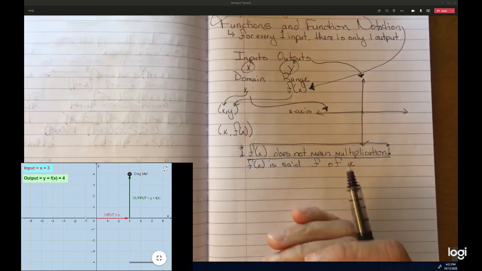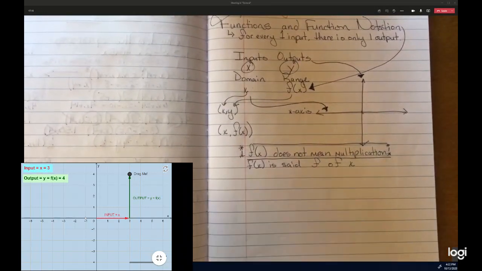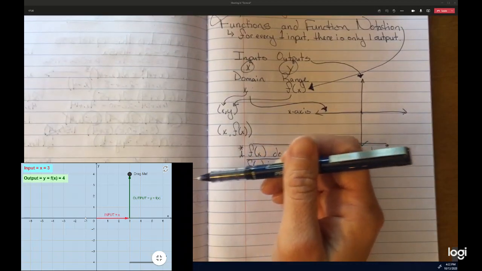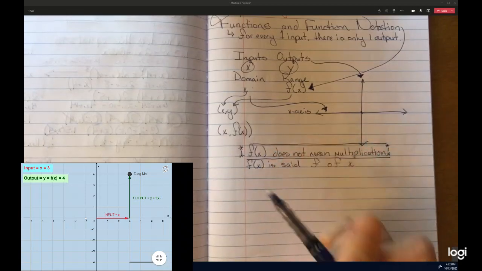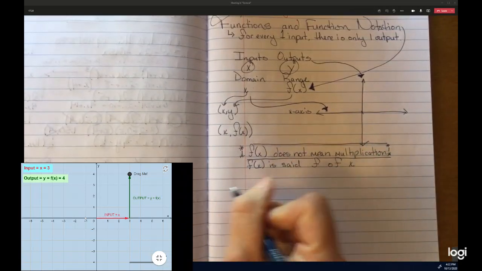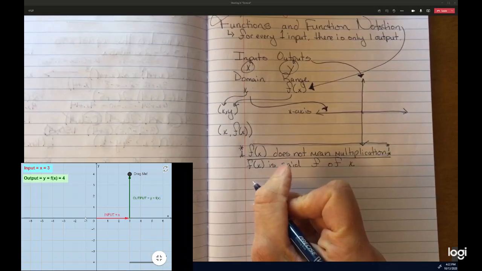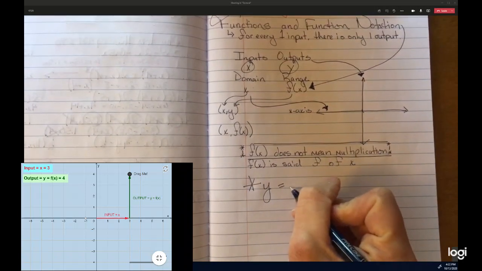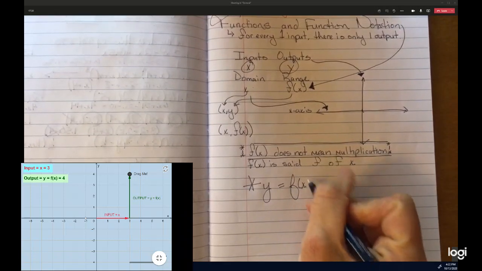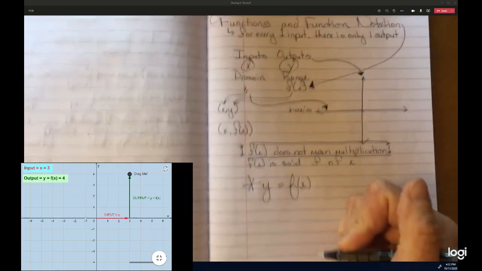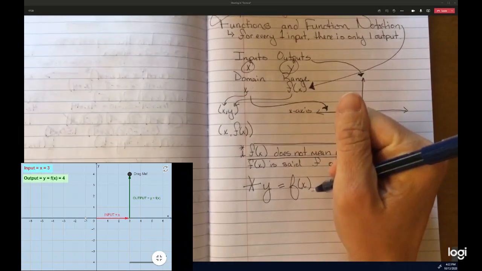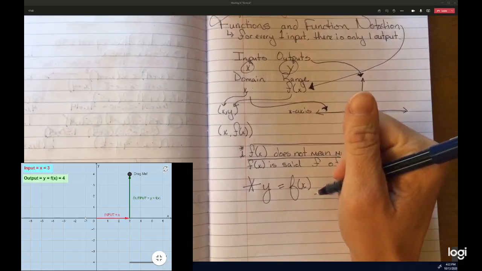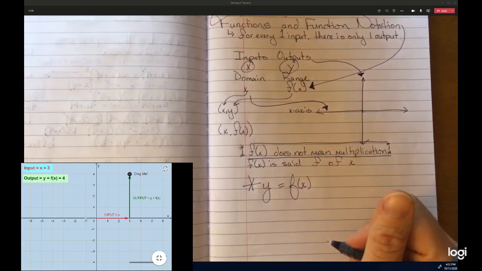Y is equal to f of x now. So if you look here, my pen does not go over the screen, but y, I'm going to write this here too. This is important. Y equals f of x. What that means is that f of x for this unit now replaces y. We don't write y when we're writing function notation.